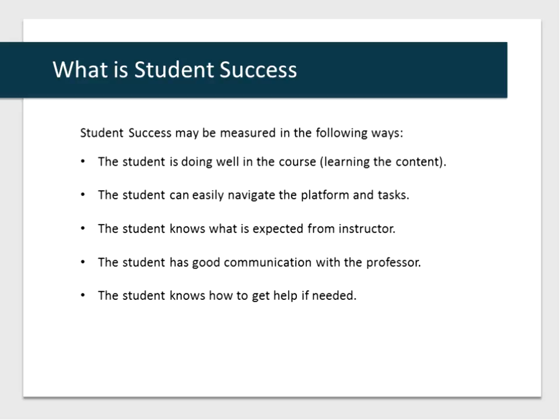And the way that we define student success is at a course level. So what we do is we measure student success as being able to stay in the course and being able to succeed in the course and get a passing grade. And some of the ways that we see that students are able to attain those are that the student is doing well in the course, obviously, learning the content, that they can easily navigate the platform and the tasks, so there's no kind of technological barrier there. The students know what is expected from the instructor, has good communication with the instructor, and that the student knows how to get help. So typically what we see is that if these criteria are met, then students are definitely more apt to be successful in their course.